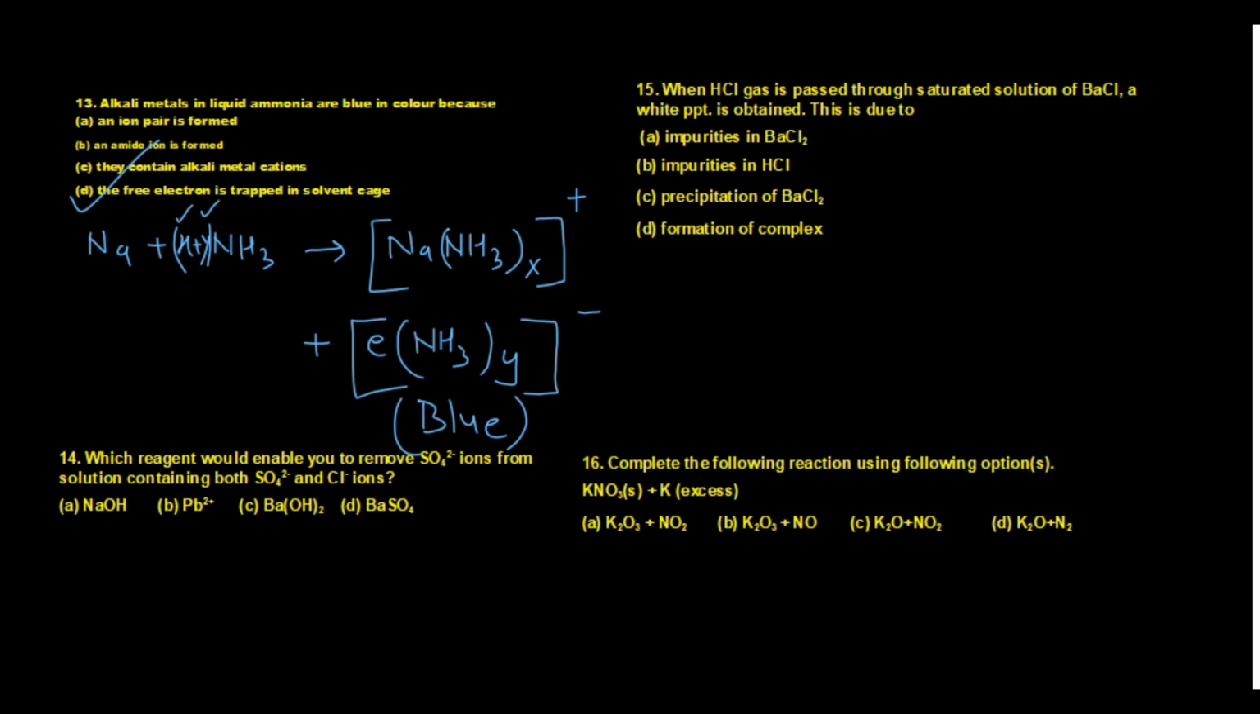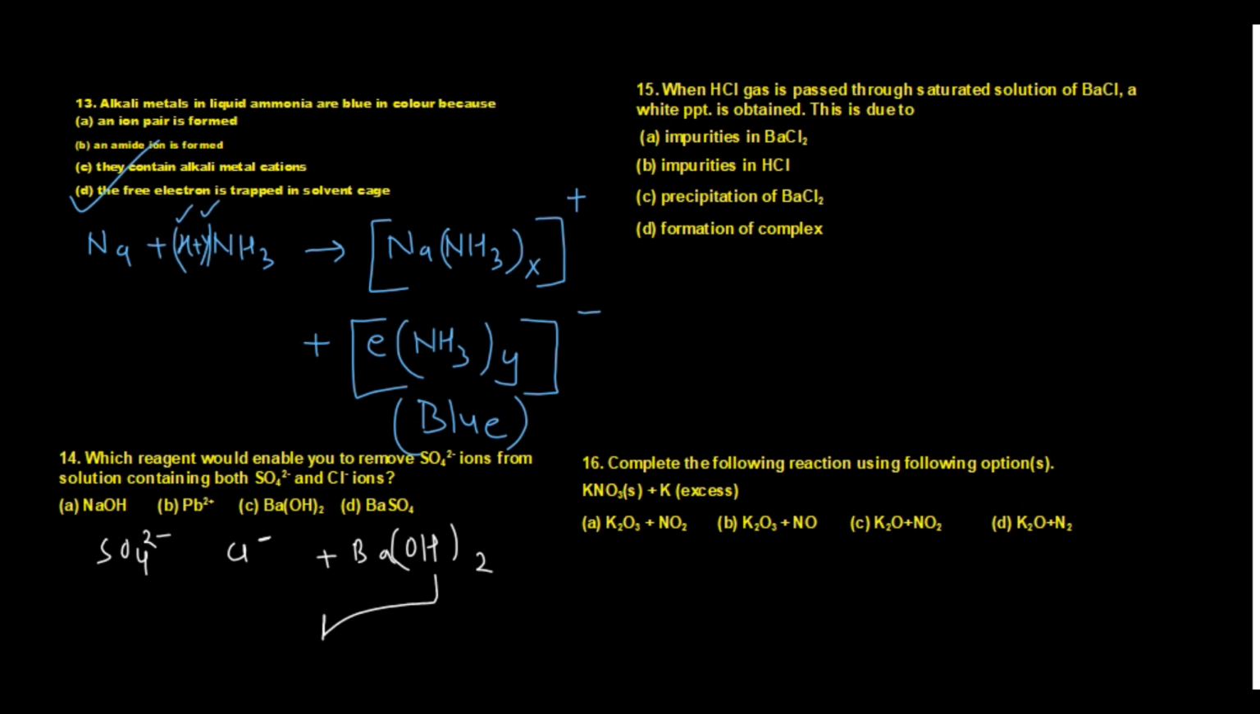Problem 14. Which reagent would enable you to remove sulfate ions from the solution containing sulfate and chloride? This is actually the simple test of the sulfate ion. You might have done this in your class 11 and 12 during the analysis. So you are having a solution which is having SO4 2 negative, and then you are having Cl negative. To this particular solution, you add barium hydroxide.